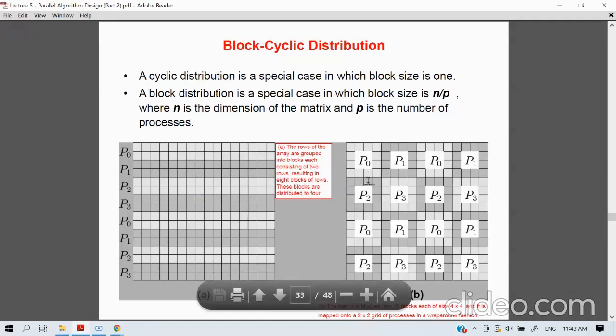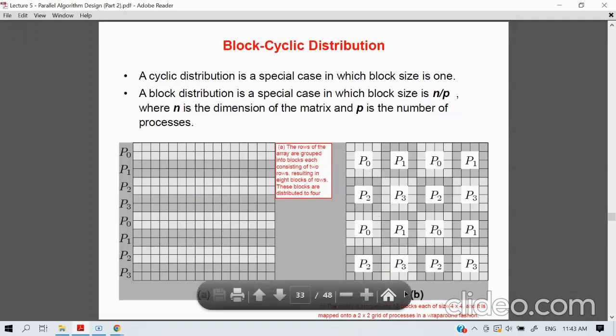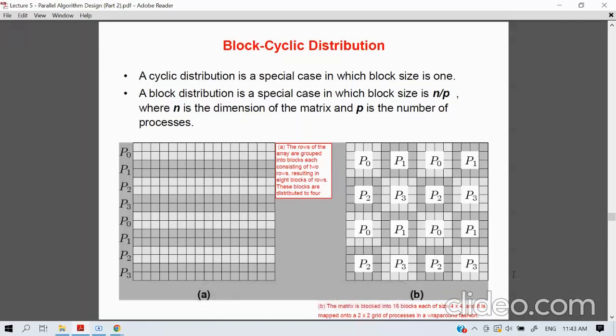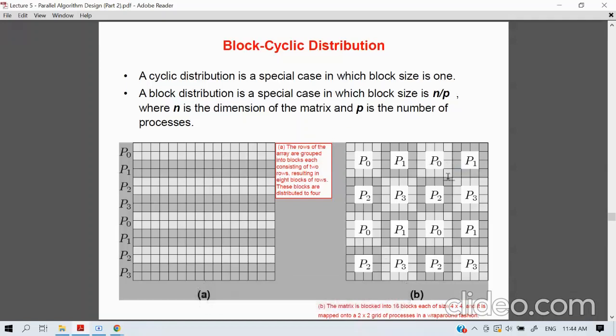So ada yang buat macam ni. Ni by row. This one is by block lah. Okay, they create 16 blocks, each of size 4 by 4 and map into 2 by 2 grid. Lah you perasan dia ada 2 by 2 grid kat situ in a wrap around fashion. Okay. So all of these are examples of block cyclic distribution on how they want to map the tasks into processes.